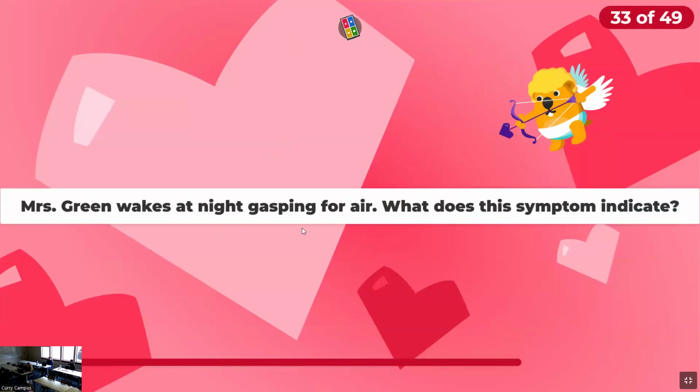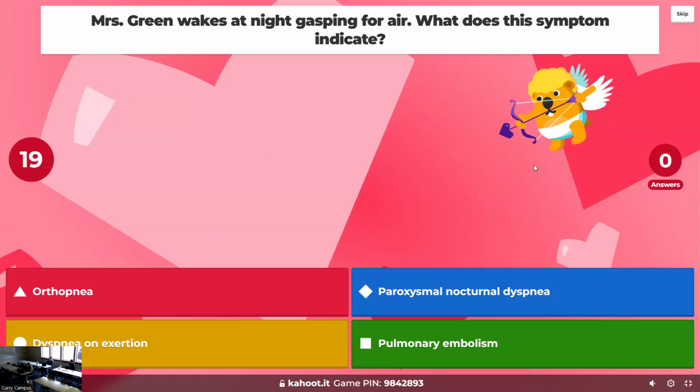Mrs. Green wakes at night gasping for air. What does this symptom indicate? And the green is pulmonary embolism. Yellow is dyspnea on exertion. And the answer was in our PowerPoint.